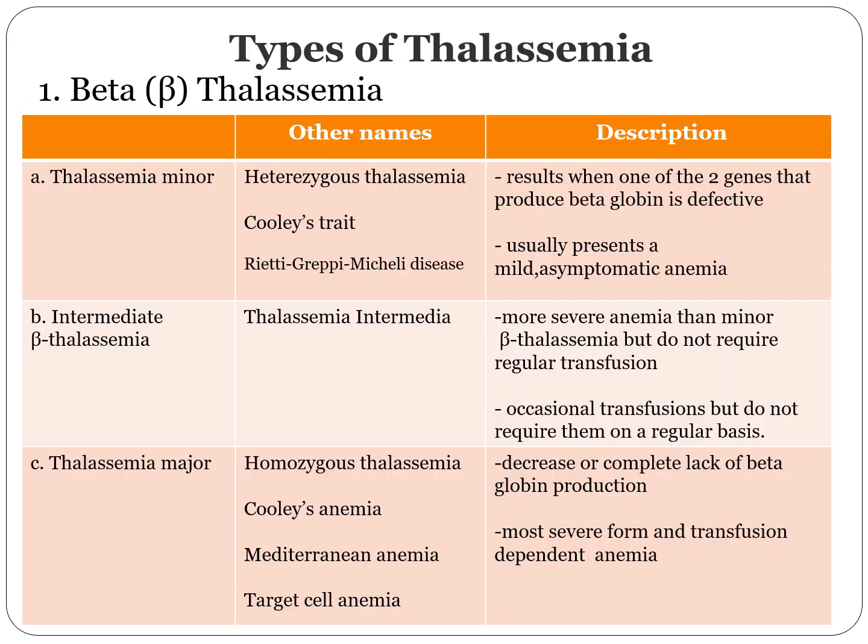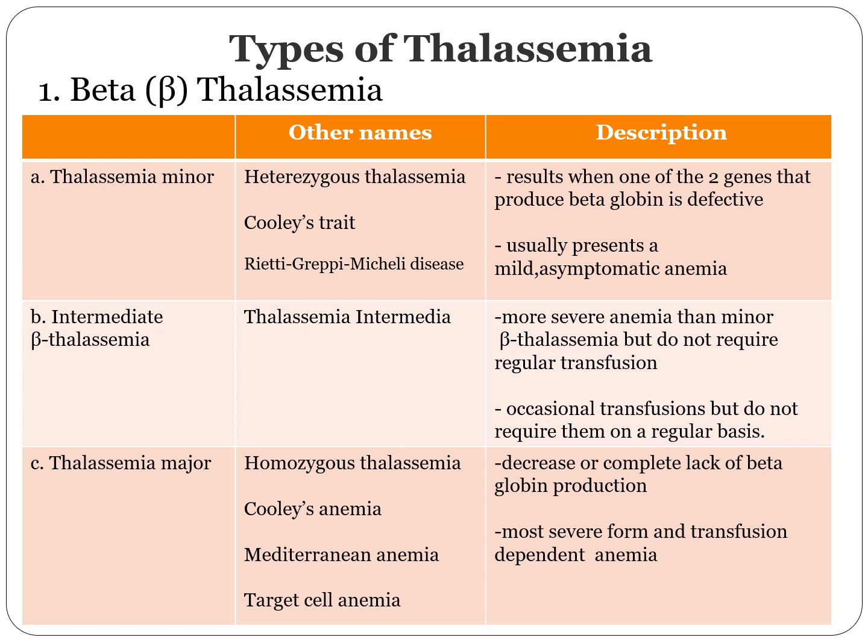Okay. So, for the types of beta thalassemia, we have the thalassemia minor, the beta thalassemia intermediate, and the beta thalassemia major. These are the three types or classes of the beta thalassemia. So for the thalassemia minor, the other names would be heterozygous thalassemia, Cooley-Streight, Rietti-Greppi-Micheli disease. It usually presents as a mild and asymptomatic anemia.